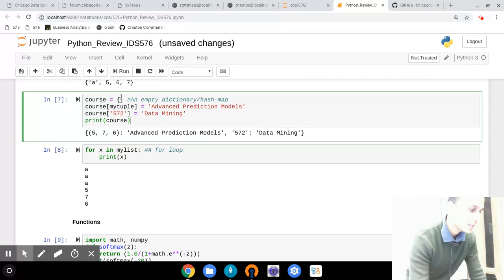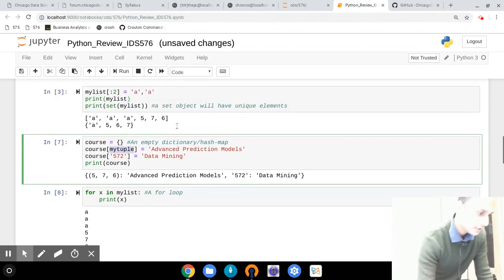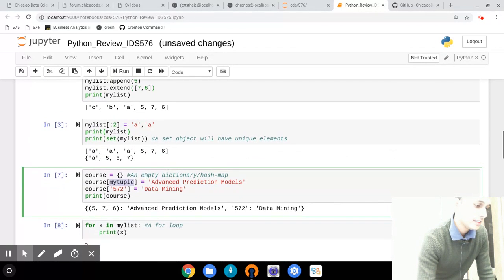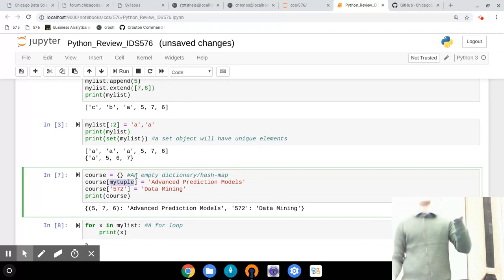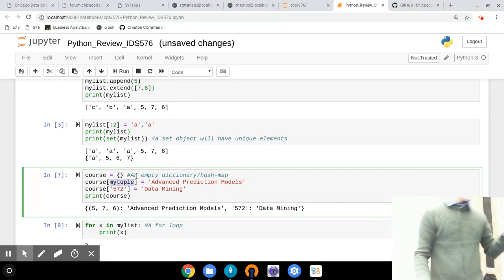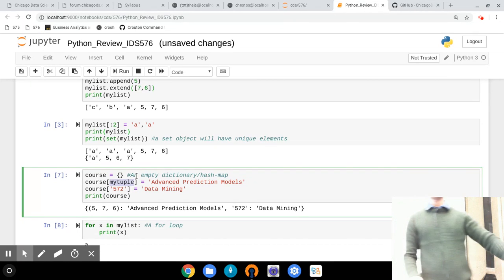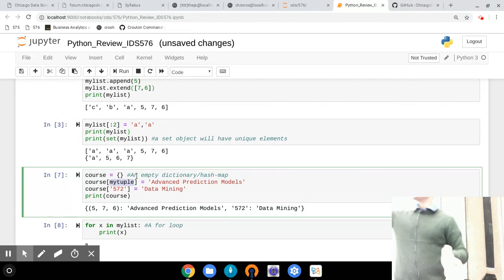So here, as I said, tuple was immutable. So what was the value of the tuple here? 5, 7, and 6. Okay. Keys can only be immutables. Okay, I take it back. So I've made the tuple a key to this dictionary. Okay, one key is going to be my tuple, and it's going to correspond to a value, which is that string, advanced prediction models.